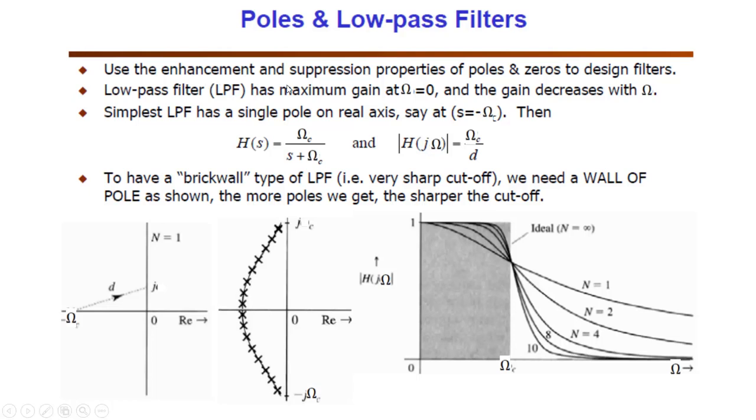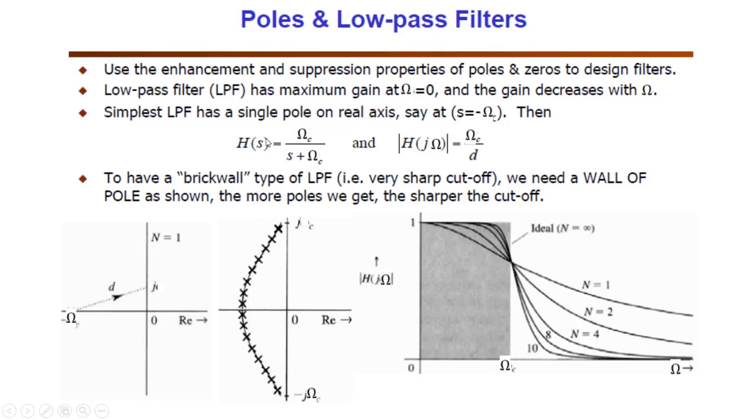Now, a low-pass filter has a maximum gain at omega equal to zero. That we know, at omega equal to zero it is maximum gain, and the gain decreases with frequency. Now, the simplest low-pass filter has a single pole on the real axis, say at minus omega C. So that's the cutoff frequency. I have already explained this curve, but just to add a little more details of the poles and zeros in the design of filters.